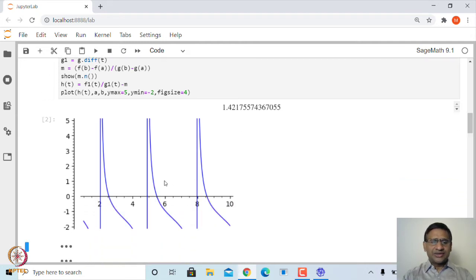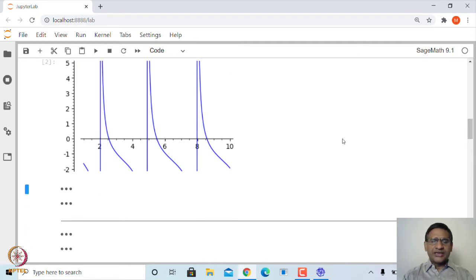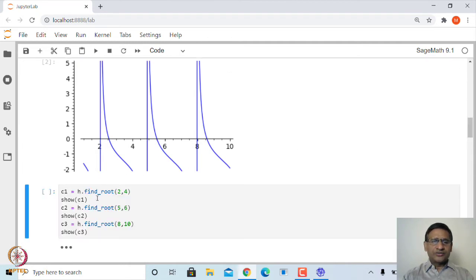When you plot this graph, it clearly says that h(t) will have a zero between 2 and 4, one between 4 and 6, and one between 8 and 10. Let us find these zeros using the find_root command. h.find_root between 2 and 4, that is C1; h.find_root between 5 and 6, that is C2; and h.find_root between 8 and 10, that I have stored in C3.